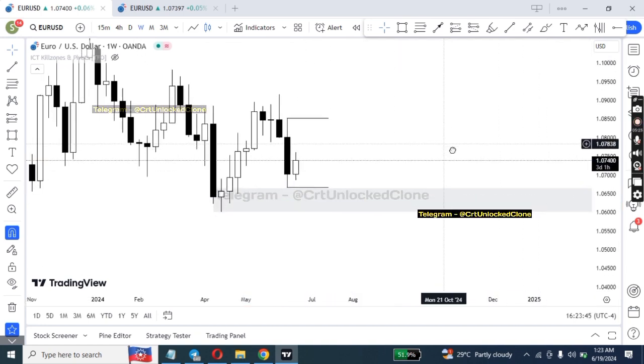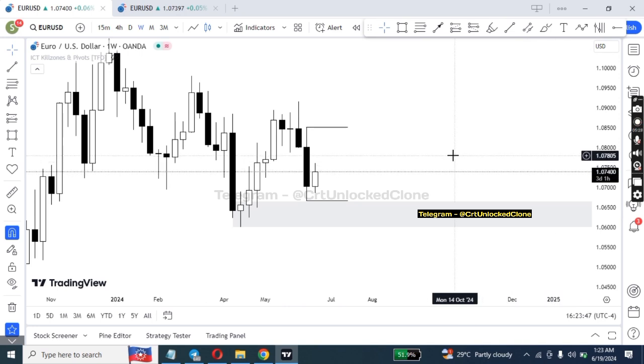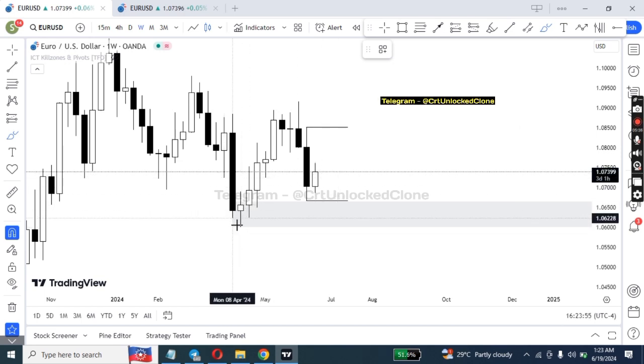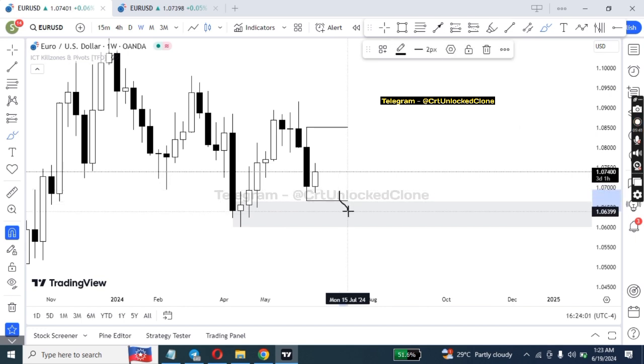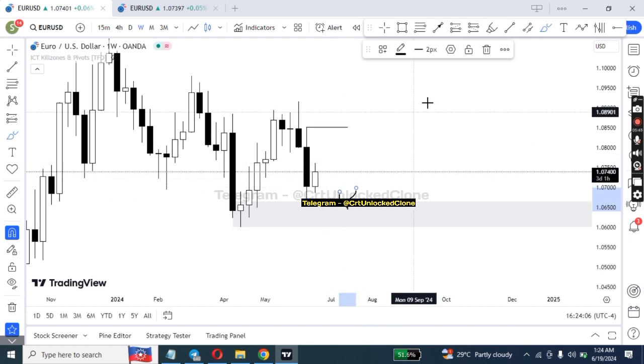Now the way we're going to expect this CRT to be an actual CRT is if we expect price to come down lower, test this monthly higher time frame rejection block, a discount rejection block here, and price to take out this CRT low, and then we can have a reaction from here, and then this reaction can either be till the 50% of this CRT, and then the opposing end of this CRT.